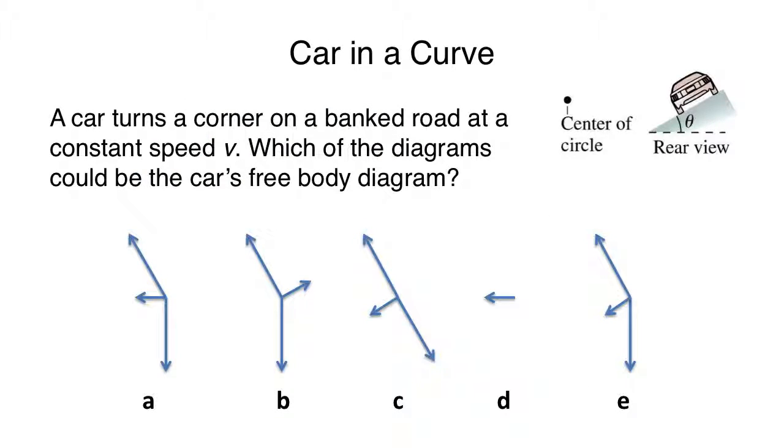Let's do one more quick question. Here's that banked curve. So a car in a curve. Here's you on the exit ramp, heading straight, turning left, flying around the bend way faster than the little 35-mile-per-hour sign suggests. Here's the center of the circle. You're at some angle theta. The car turns a corner on a banked road at a constant speed v. Which of the diagrams could be the car's free body diagram? What are the forces acting on the car going through this motion? And again, remember these rules about free body diagrams. You should be able to write every force as a force of A on B.